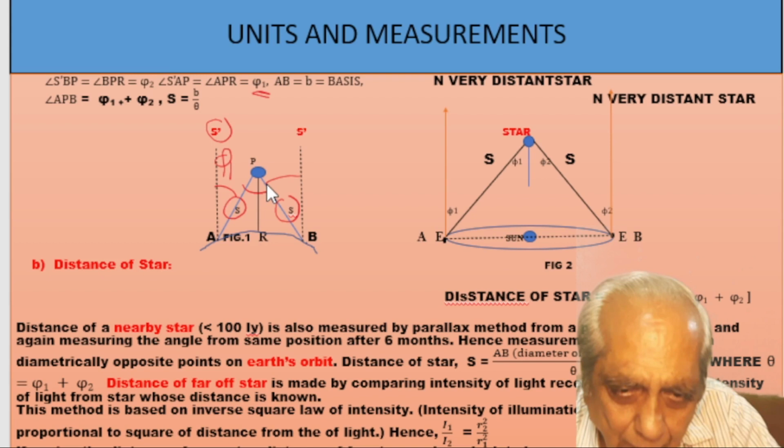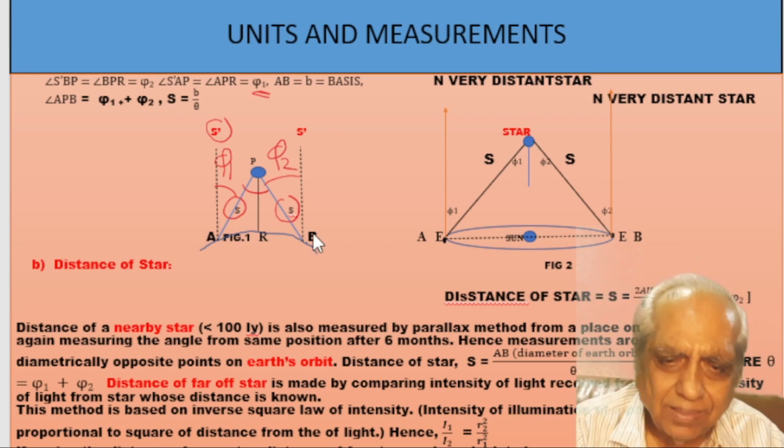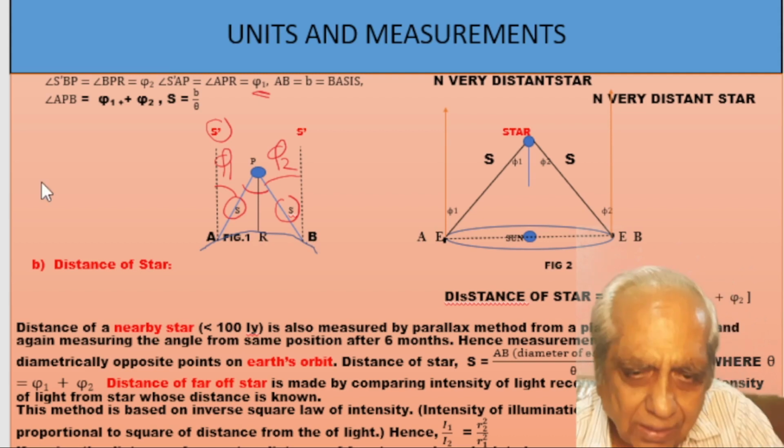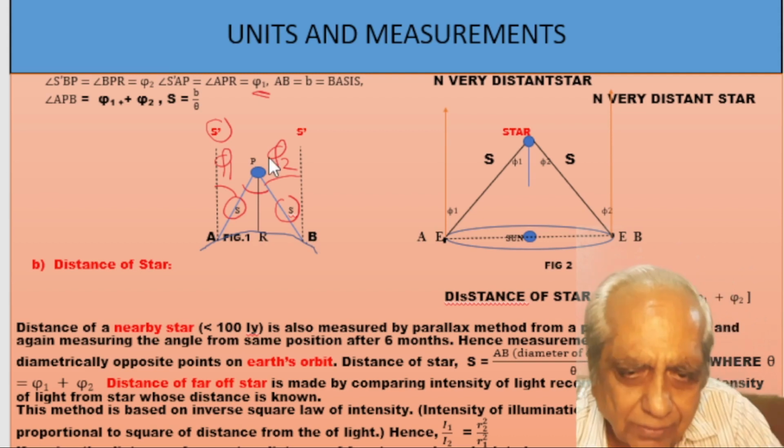Now for S dash, whether I see it from A or B, it will remain the same because it is so far away that there will be no change in observing S dash from A. So that's why I have drawn this parallel line. I am observing the same star.